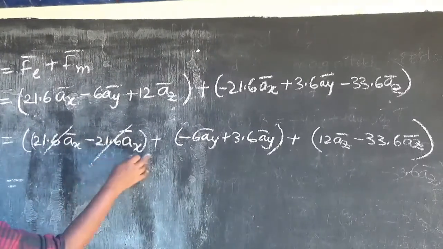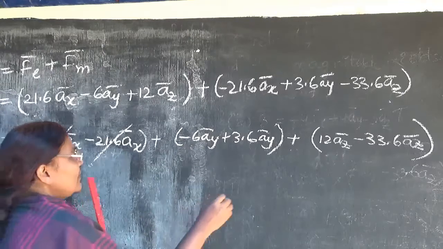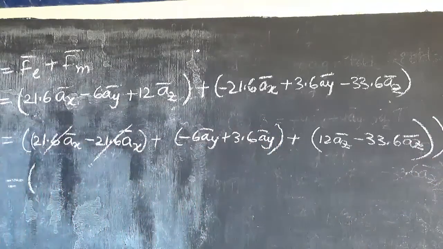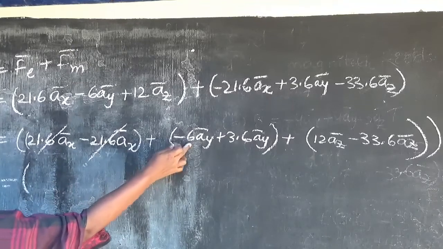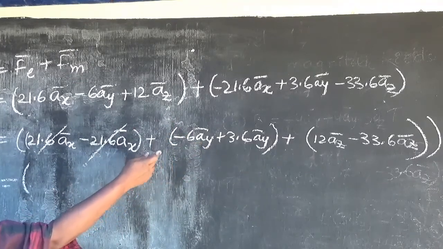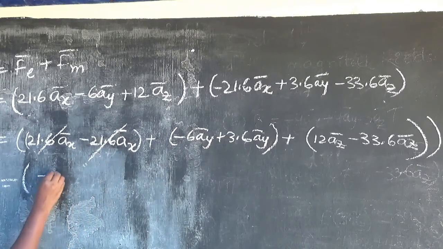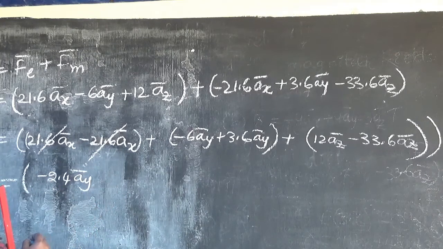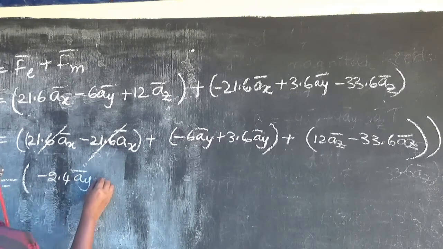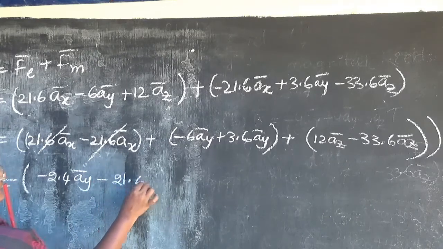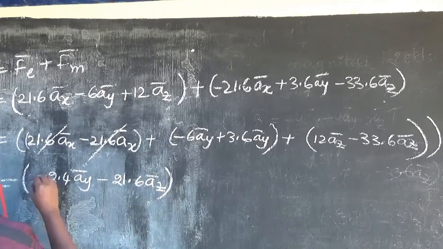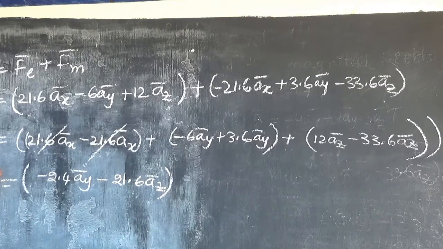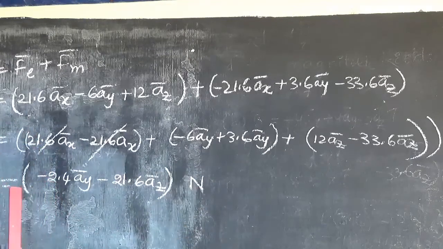No Ax bar component will be there. Only I will get Ay bar and Az bar. So minus 6 plus 3.6 will give minus 2.4 Ay bar, and plus 12 minus 33.6 will give minus 21.6 Az bar. So this is the total force I will get due to electric field as well as the magnetic field. So this is the unit newtons.